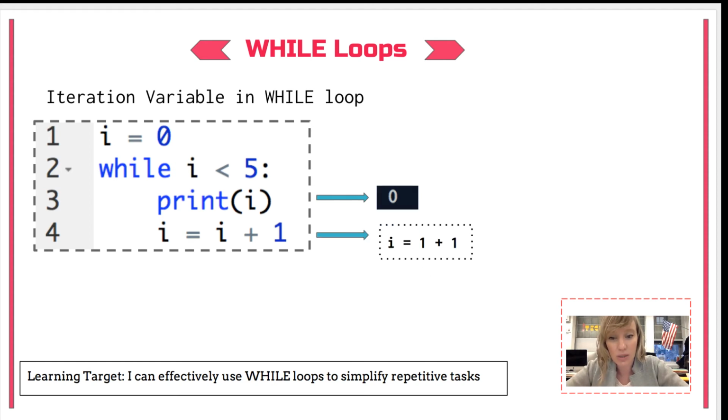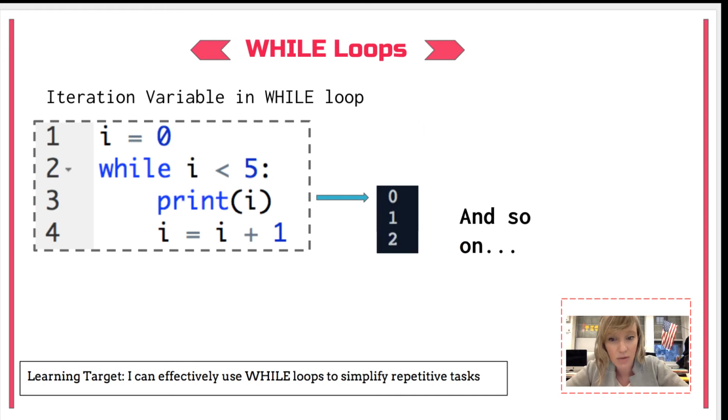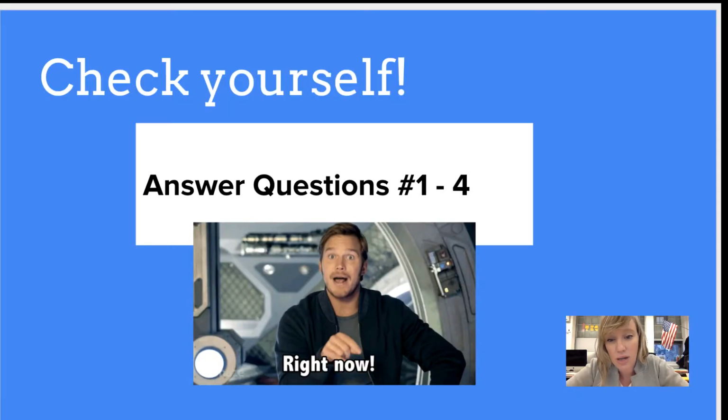Well, now it's going to take the previous value of i, 1, and add 1 to it to make it 2. It checks the condition, 2 is less than 5, and so on. So it prints out the indented block there, it adds 1 until it gets to a point where the condition's not true, and then it will stop. Okay? This is going to allow you to answer questions 1 through 4 right now.